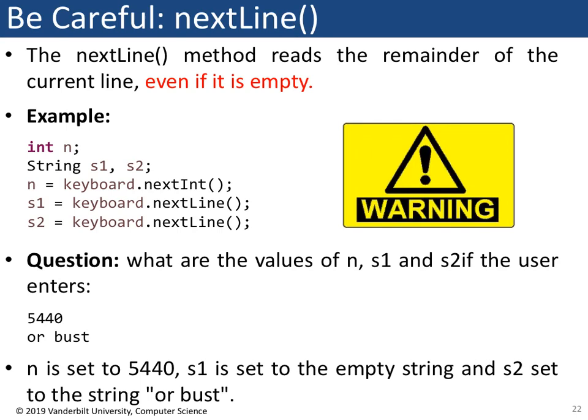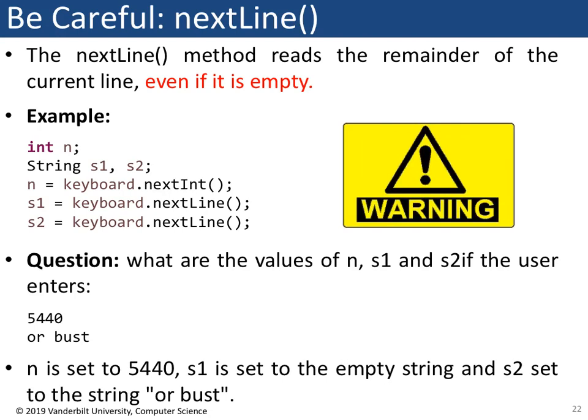So we say keyboard.nextInt, and then we're waiting for the user to type something in, and the user types in 5440. Then they press enter. Then the user types in "or bust", and they press enter. The way that the program will interpret this is the nextInt is going to grab 5440, ignoring the preceding white space, and store it in n.